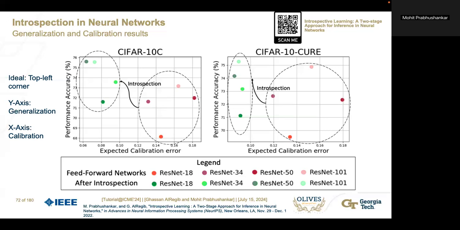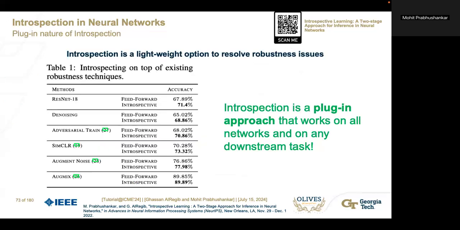So at the end of the day, each of these networks is tested on about 950,000 different images. Based on that, the average values usually move to the top left corner, which means it is more accurate with less calibration error. The good thing about introspection is that you can put it on top of any kind of training that you want. With a simple ResNet 18 training methodology, from 67%, introspection increases it to 71%.